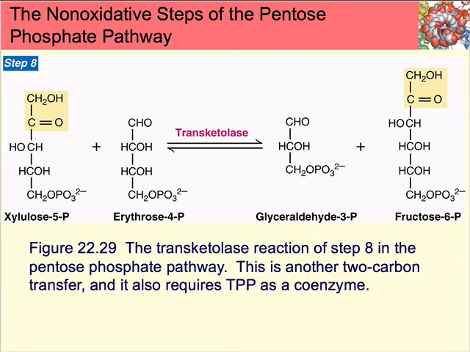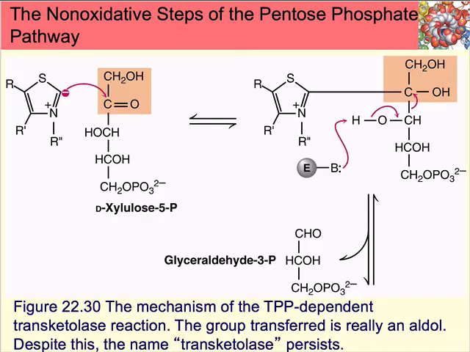The transketolase reaction in step 8 is shown here. This is another 2-carbon transfer, and it also requires thiamine as a coenzyme. It interconverts xylulose 5-phosphate and erythrose 4-phosphate with glyceraldehyde 3-phosphate and fructose 6-phosphate. The mechanism of the thiamine pyrophosphate-dependent transketolase reaction is shown here. The group transferred is really a ketol, and despite this, the name transketolase persists for this enzyme.